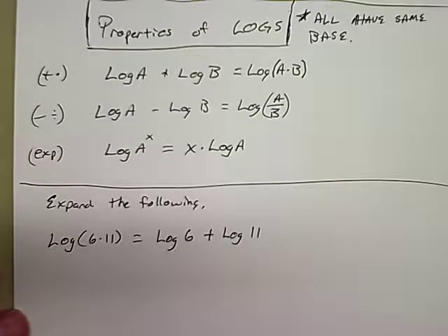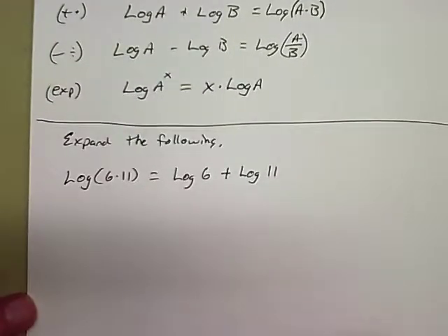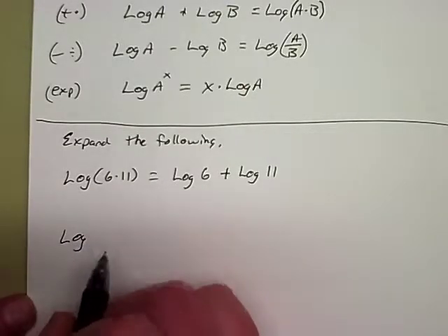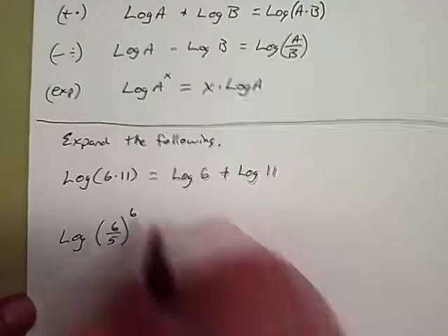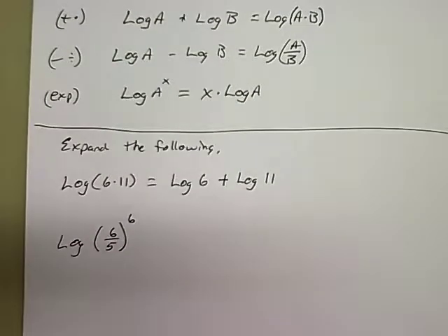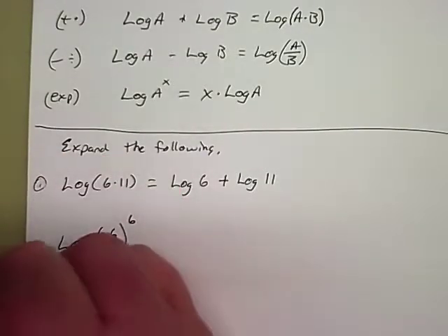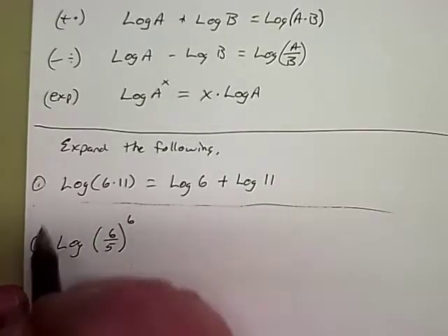Not bad. All right, I'm going to expand a couple more, and I want you to pay attention to the subtleties, the differences between these two. Let's take a look. We have the log of 6 over 5 raised to the 6th power. It looks like I have two things happening here, and that's true. I'm going to have to take 2 steps in order to solve this one. So this is our example 1. This is example 2. I just want to make sure that we know this is different.